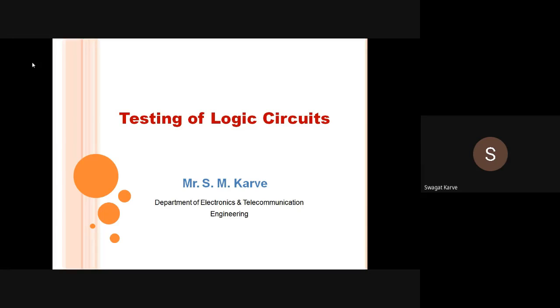So today we will talk about the testing of logic circuits, that is unit number 5. Already we have covered 3 units, right? Unit number 1, that is EDA tool and basics of VHDL programming. Then in unit 2, we studied different combinational and sequential logic designs using VHDL modules. Then in unit number 3, same thing we did, we studied the Verilog language, and in that also we studied different sequential and combinational logic designs.